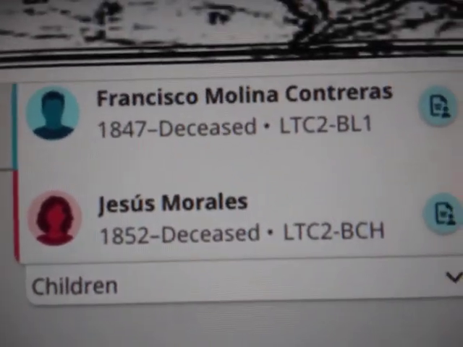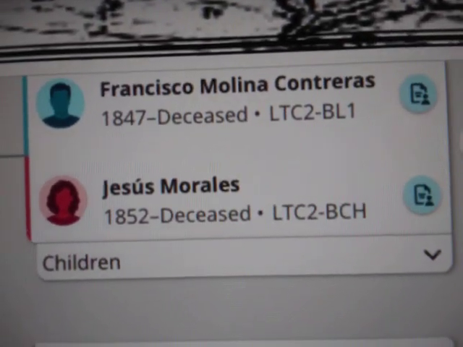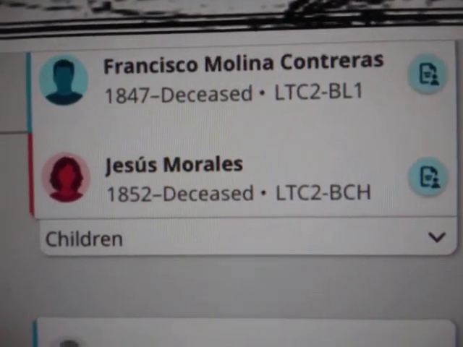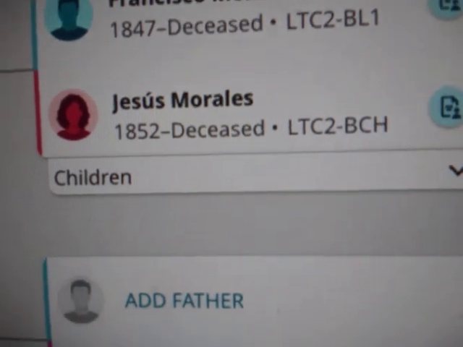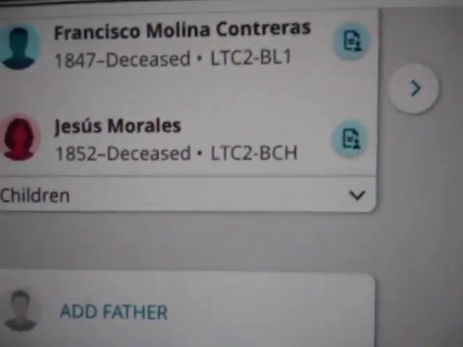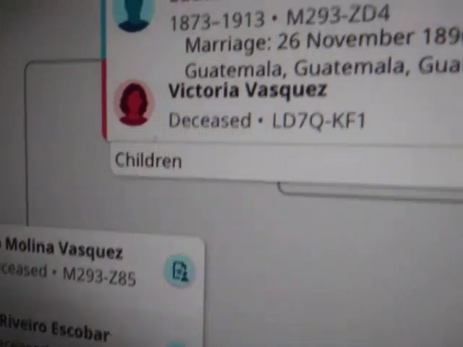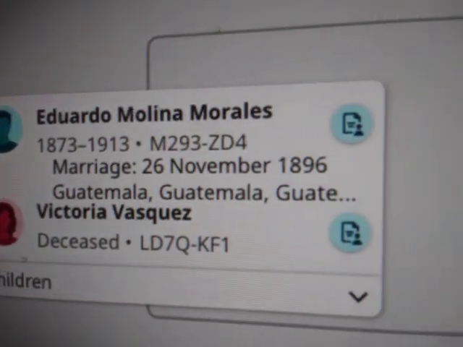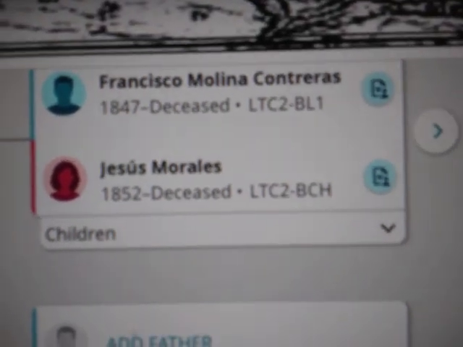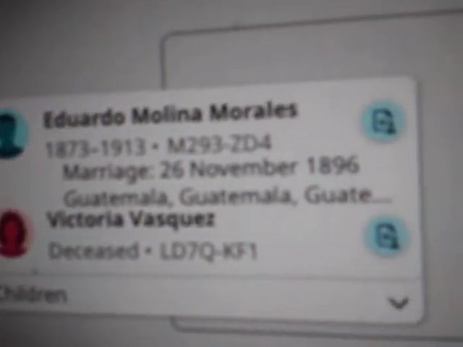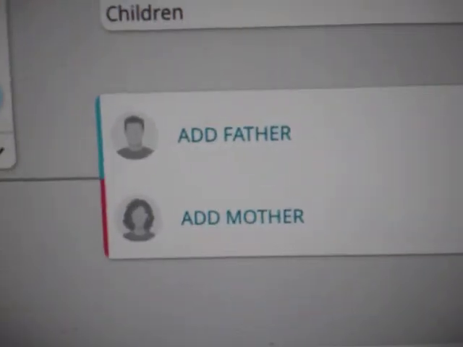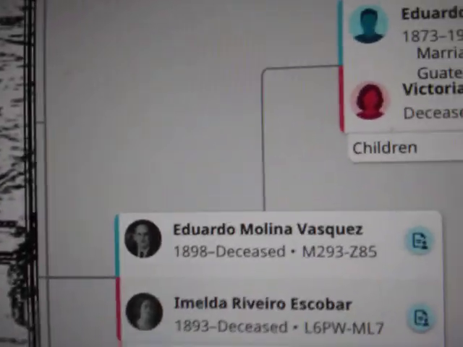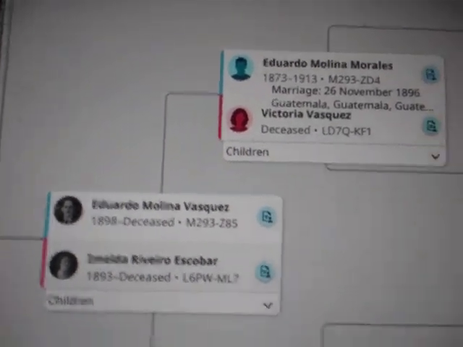And then here is Papawayo's grandfather, Francisco Molina Contreras and Jesus Maria. And we're going back, 1847, 1852. And there's no information about, like I was telling you, Victoria's parents. There's nothing there. So Eduardo Molina Morales' parents are here. This is Papawayo's dad. His grandparents are here on his dad's side, but there's nothing on his mother's side. So that's what's going on with that part of the family tree.